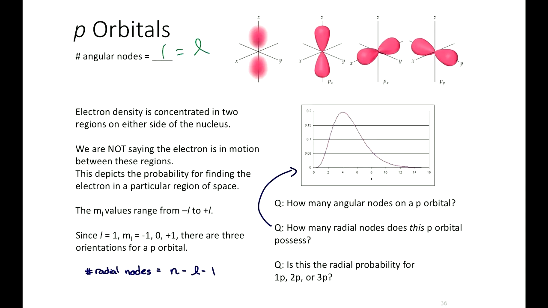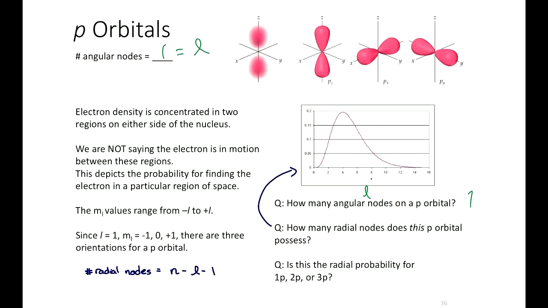Okay, so let's apply our idea of angular and radial nodes again. How many angular nodes are on a p orbital? 1, we already got that. Angular means L. Okay, so I give you this graph. If I tell you that this graph is showing you a radial distribution function of a p orbital, tell me what kind of p orbital it is.